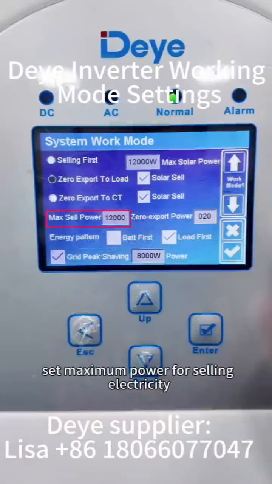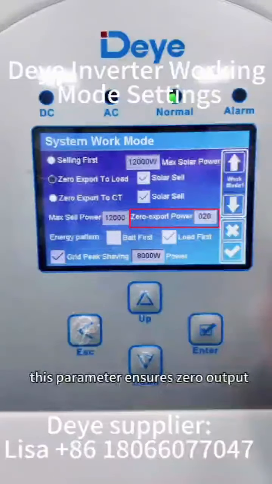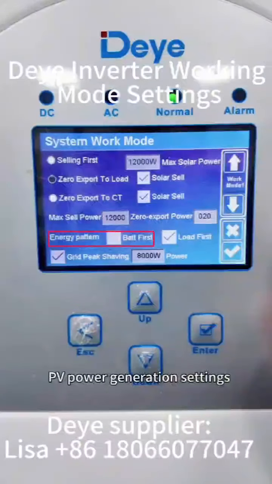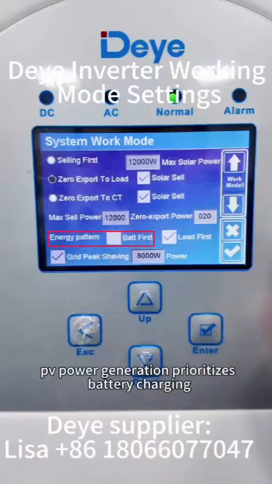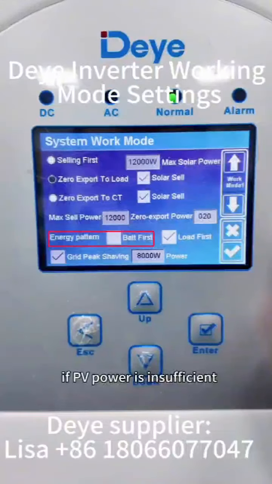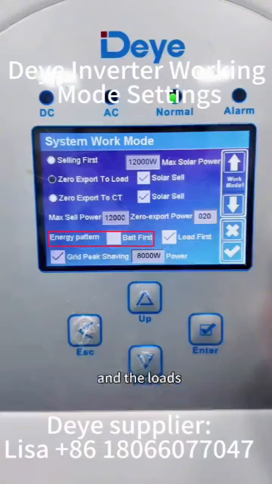Set maximum power for selling electricity. Zero output power. This parameter ensures zero output by drawing a small amount of power from the grid. PV power generation settings. PV power generation prioritizes battery charging, and excess power is supplied to loads. If PV power is insufficient, the grid will simultaneously supply power to both the battery and the loads.